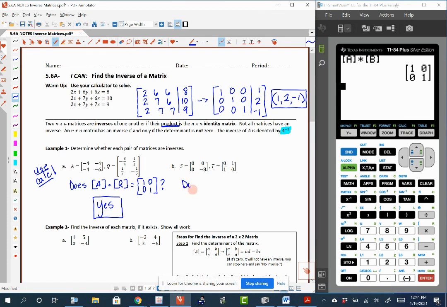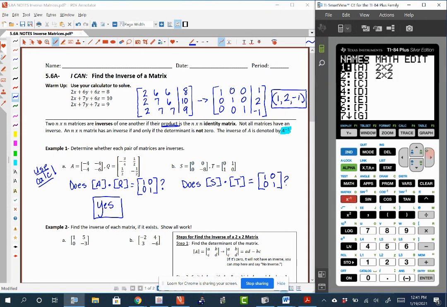So again, my question that I'm really thinking is, does matrix S, when multiplied to matrix T, give me the identity matrix? And if it does, then they're inverses. So I need to go to my calculator and enter both of these. I'm going to go ahead and edit matrix A. It's a 2 by 2 again. And I'm going to put in matrix S into this spot. So lots of zeros in this one. And a negative 8.